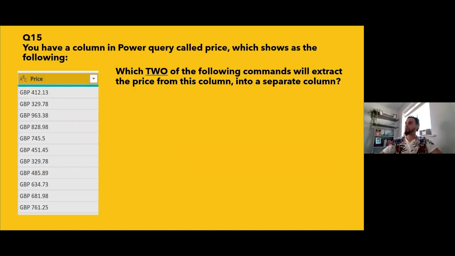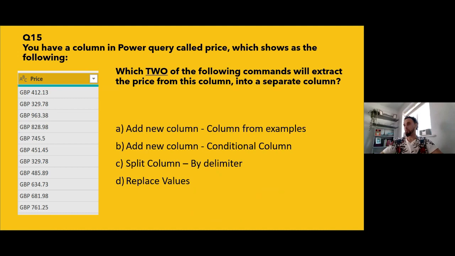You have a column in Power Query called price. Which two of the following commands will extract the price from this column into a separate column? Now these don't have to be together. They can be two separate ones, which they are. So column from examples, A, will add a new column, so that will pull that data out. And also C, split column by delimiter, will do the same thing as well. So the answers there are A and C.